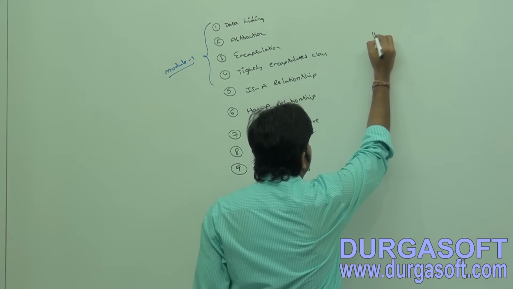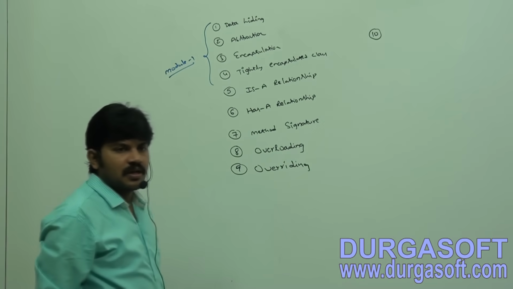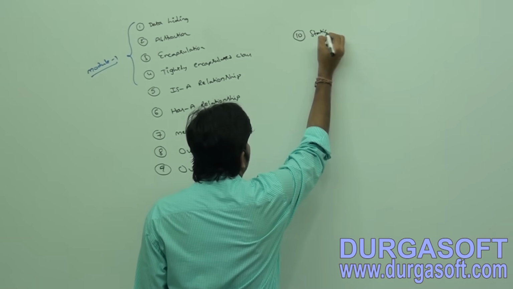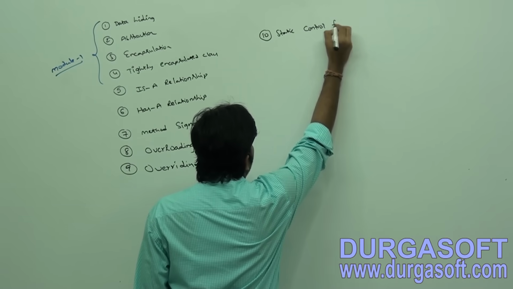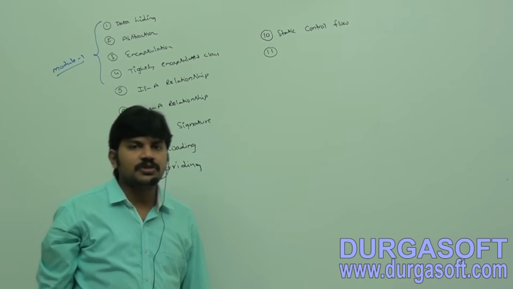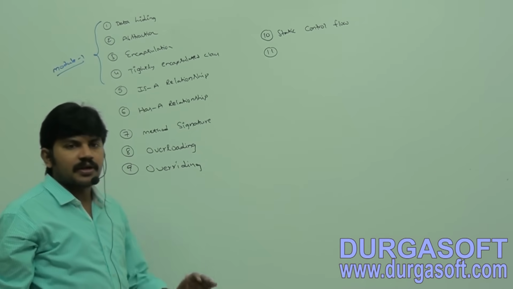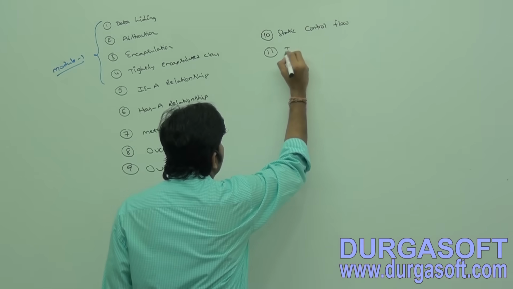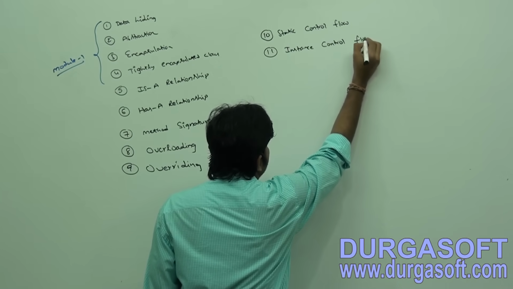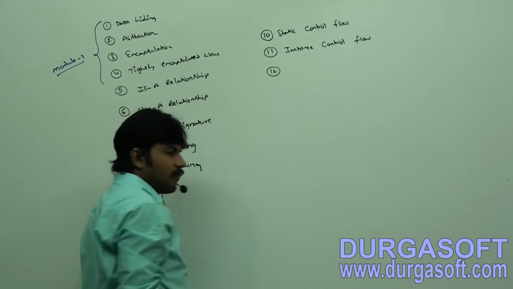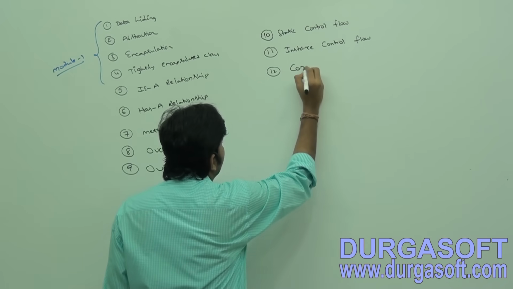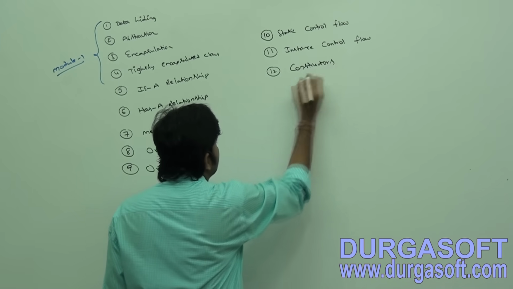After completing these things, the next very important topic for you people is static control flow. Sir, if everything is static, in which order will control flow happen? Static control flow. And then we should go for instance control flow. Static control flow, instance control flow. And after completing these concepts, the next very important major concept for you people is constructors.